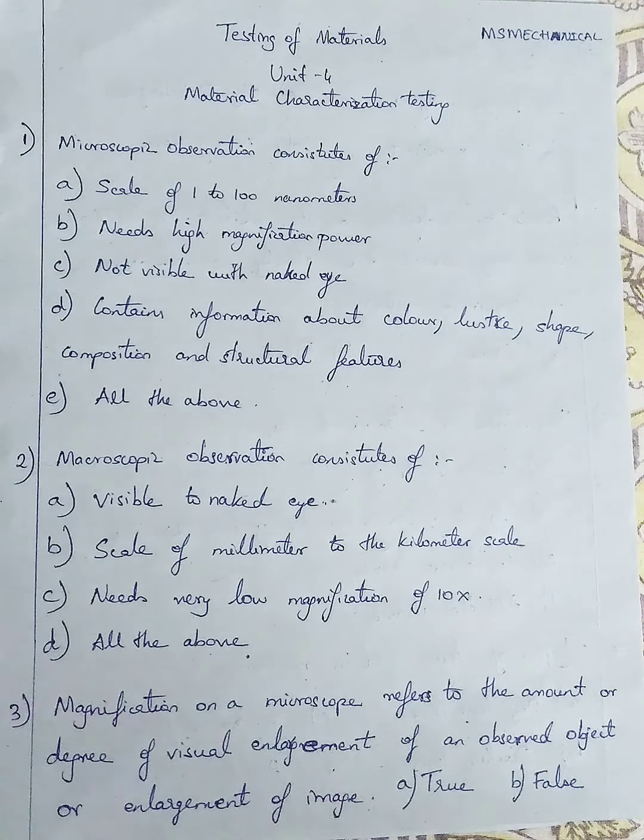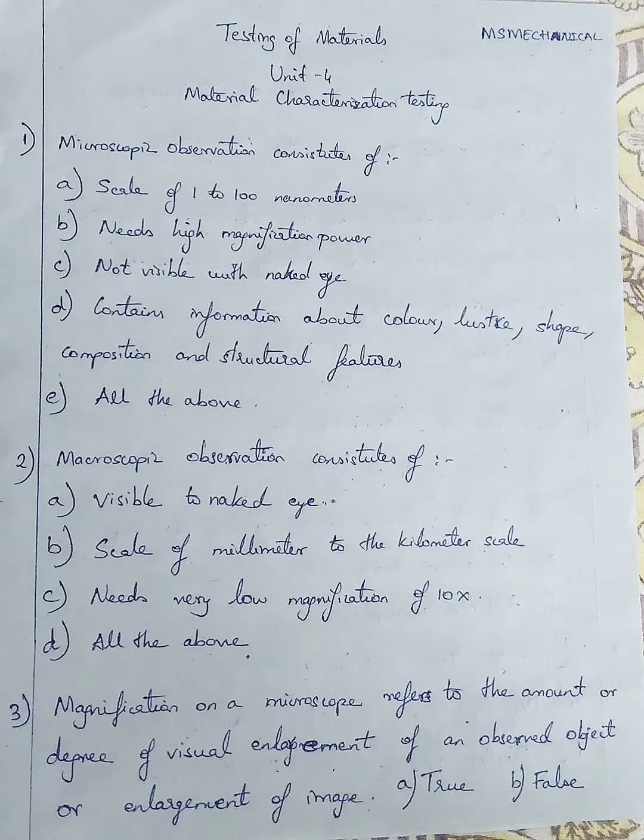In today's session, we'll be covering testing of materials, unit 4, material characteristics testing. Question number 1, the microscopic observation constitutes of. Option A is given as scale of 1 to 100 nanometers. B needs high magnification power. C not visible with naked eye. D contains information about color, luster, shape, composition and structural features. Option E, all the above.